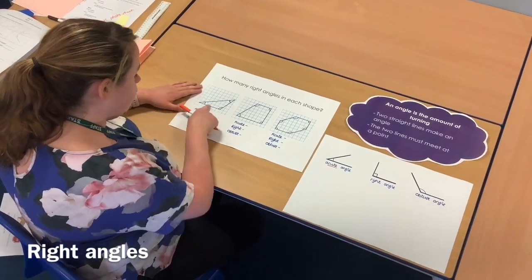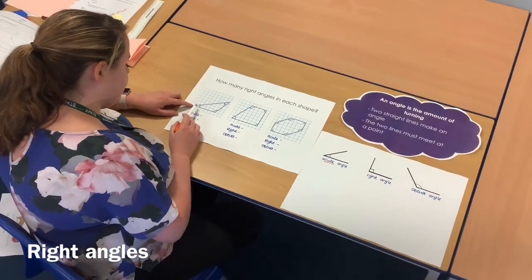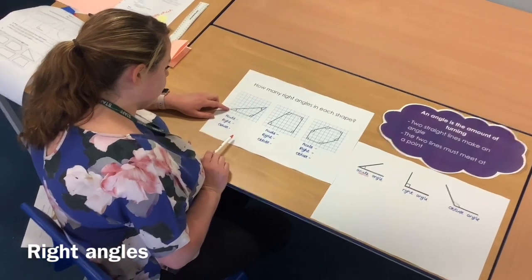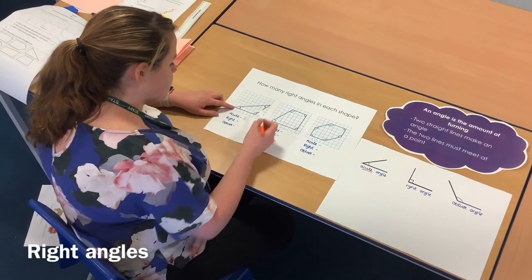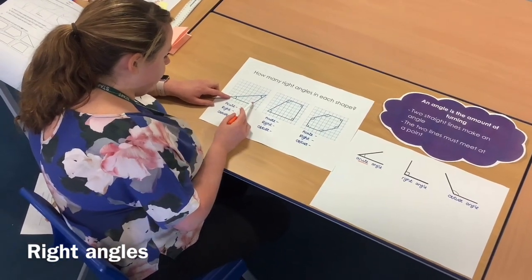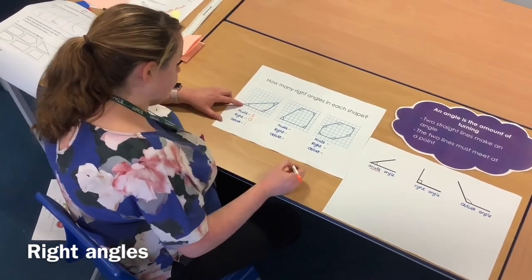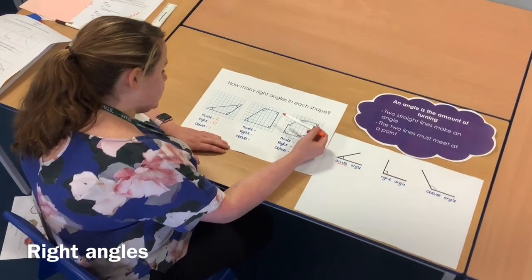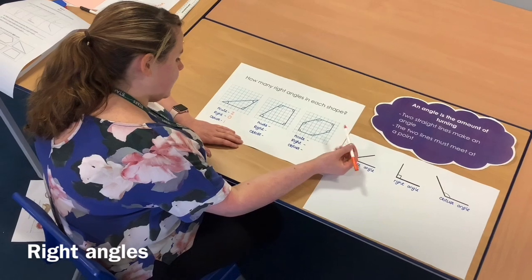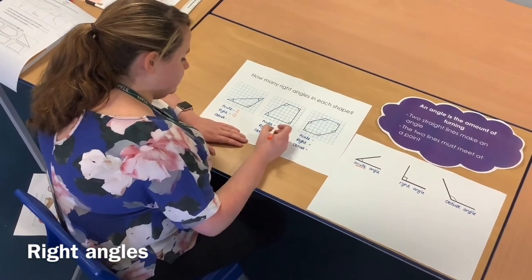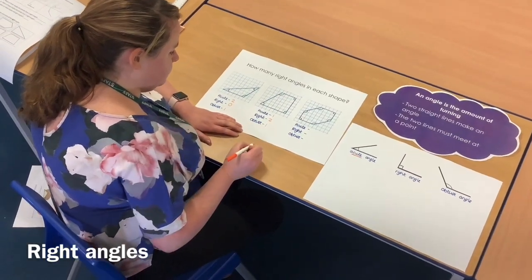I've just marked on the angles so that we can count them up together. Looking at my 3 angles here, because it's a 3-sided shape, I've got 2 acute angles, so 2 angles that are smaller than a right angle, and then this angle here, which is an obtuse angle, meaning that I've got no right angles in that shape.